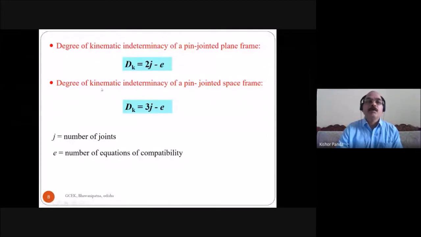Similarly, in the case of a pin jointed space frame, what is the degree of kinematic indeterminacy? So here Dk is equal to 3j minus c, because in the case of a space frame, at each joint there are three displacement components, and there are j number of joints. How many total displacement components in the structure? 3j. So the degree of kinematic indeterminacy is equal to 3j minus c. Here j is the number of joints and c is the number of compatibility equations.